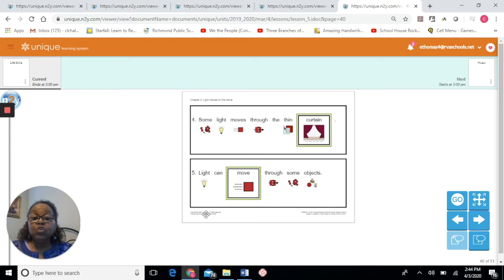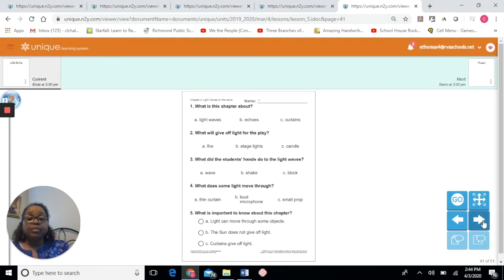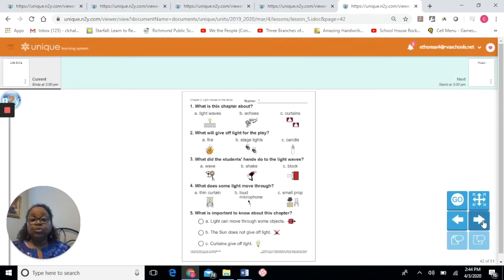Light can move through some object. All right, we did a really good job with that. Let's see the other types of questions that can be asked when you're doing an assessment. Now, for this one, your answers are A, B, or C, and you would tap on, because this is interactive, but if this were a piece of paper, you would just circle your answer. Okay, let's see what we can get.